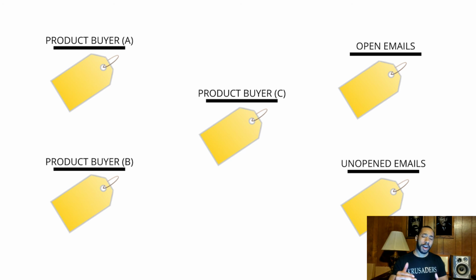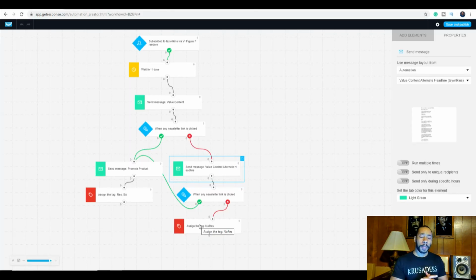Then you also want to categorize people by the ones who actually open your emails and the ones who don't. And for the ones who don't, you want to set up an automation to try to retarget those people. Usually you can send the same email. Usually what it is, is your headline. Sometimes your headline just doesn't catch their attention.